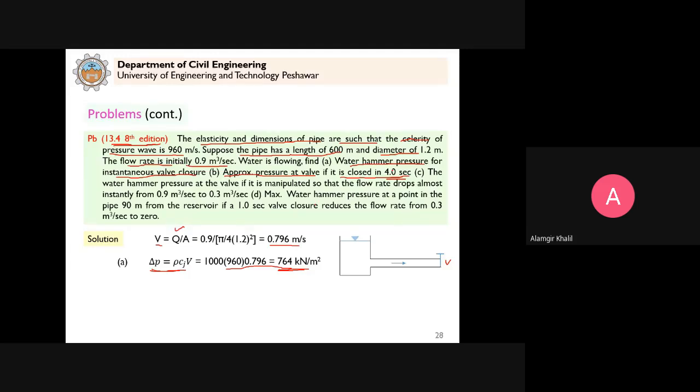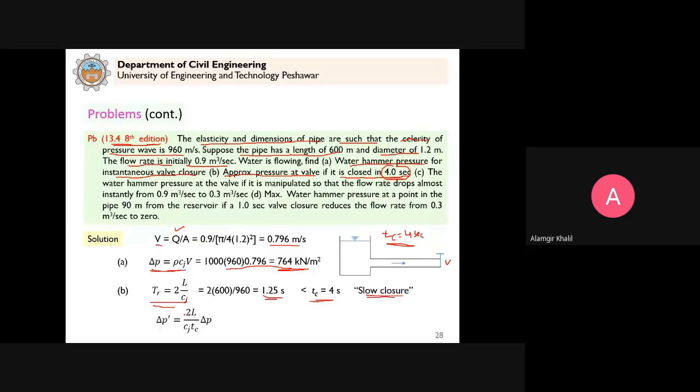So now it is not instantaneous closure. This 4 second is your Tc. Now it says that when Tc is 4 seconds, so what will be the increase in pressure? So we need to first calculate whether it is slow closure or rapid closure. So we need to calculate the round trip of the pressure wave. So it is how much? 1.25 seconds. And you close the valve in 4 seconds. So it means the round trip is less than the time of closure. So it means it is slow closure.